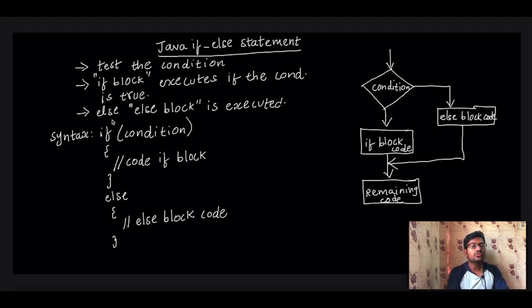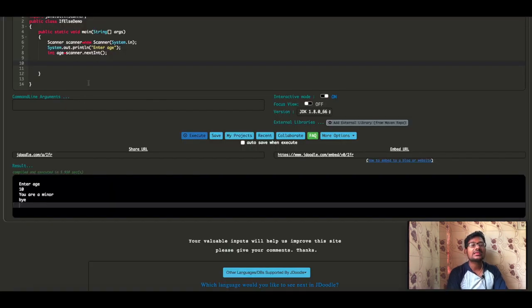We can use those scenarios programmatically also. This is the syntax: if, then open and close parentheses, and inside that we specify the condition. If the condition is satisfied, the if block code, which is present inside the curly brackets, would be executed. If the condition is not satisfied, the else block code would be executed. This is the flow diagram: if the condition is true, the if block code is executed; if the condition is not true, the else block code is executed. So this is the theoretical explanation of if-else.